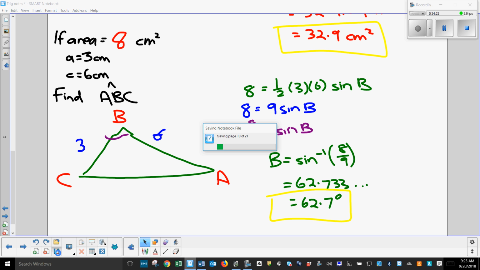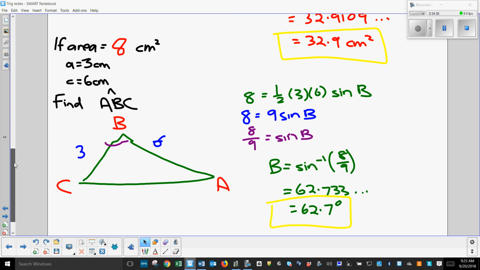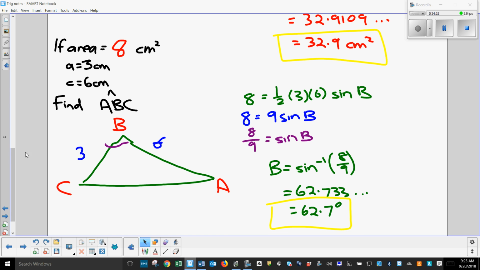That's the problem with making things up on the spur of the moment. It's good to see why it didn't work. So the hypotenuse has to be longer than the opposite side. And now it does work.